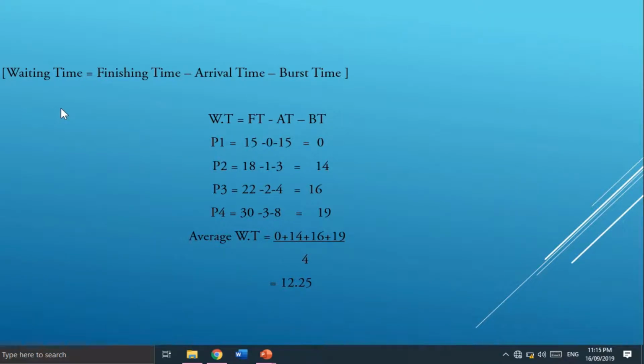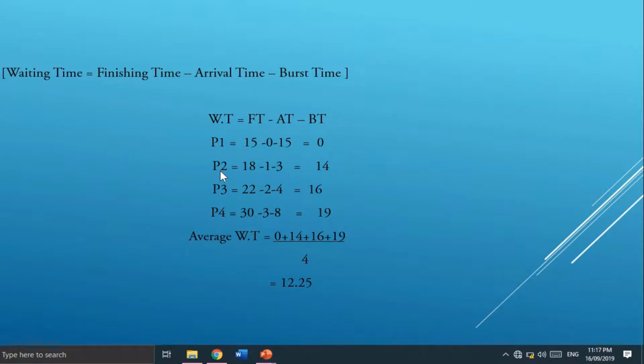The formula for waiting time is the finishing time minus arrival time minus burst time. Considering that P1 has the finishing time of 15, the arrival time of 0, and the burst time of 15, it is 15 minus 0 minus 15 equals 0.